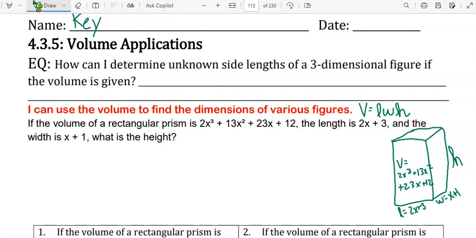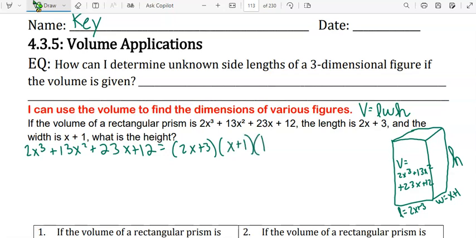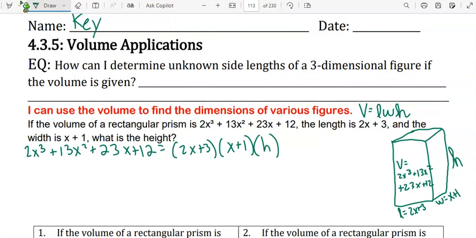So to do this, let's go ahead and plug it into the formula. We'll put the length, we'll put the width, and then we'll put the height. Let's use synthetic division to divide out the x plus 1.